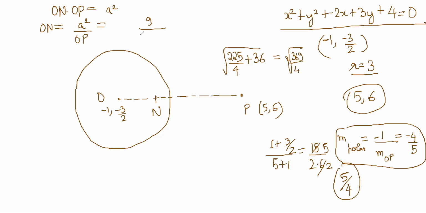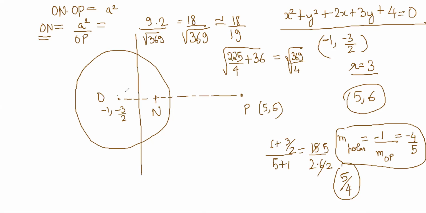So this is my OP, right? Root 369 by 2, right? 18 by root 369. This is 19 almost, 19.1 something, right? So ON is almost 18 by 19, so almost 1 unit away from the center. I know it is 1 unit away from the center, I will draw a perpendicular line, and that will be my polar.